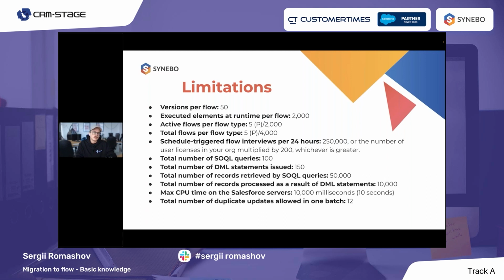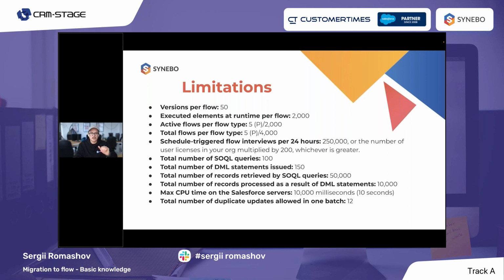It's important: if you have a professional edition, you can have only 5. All other editions can have 2000, and I think you will never hit this limit. But if you have a professional edition, just keep in mind that you can have only 5 active flows per type, and total flows per type are also 5.